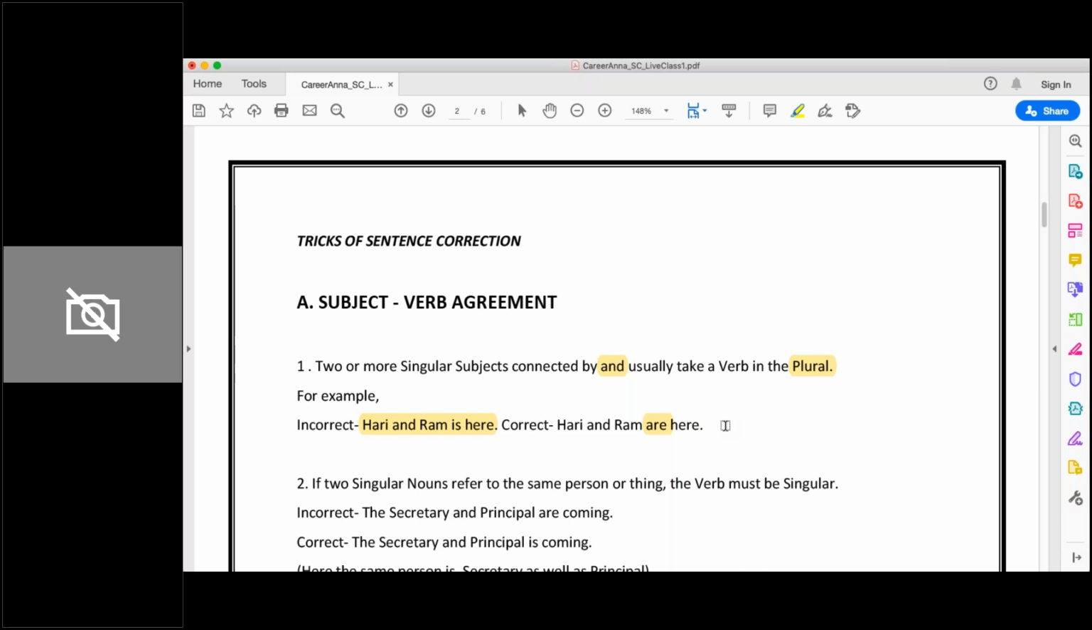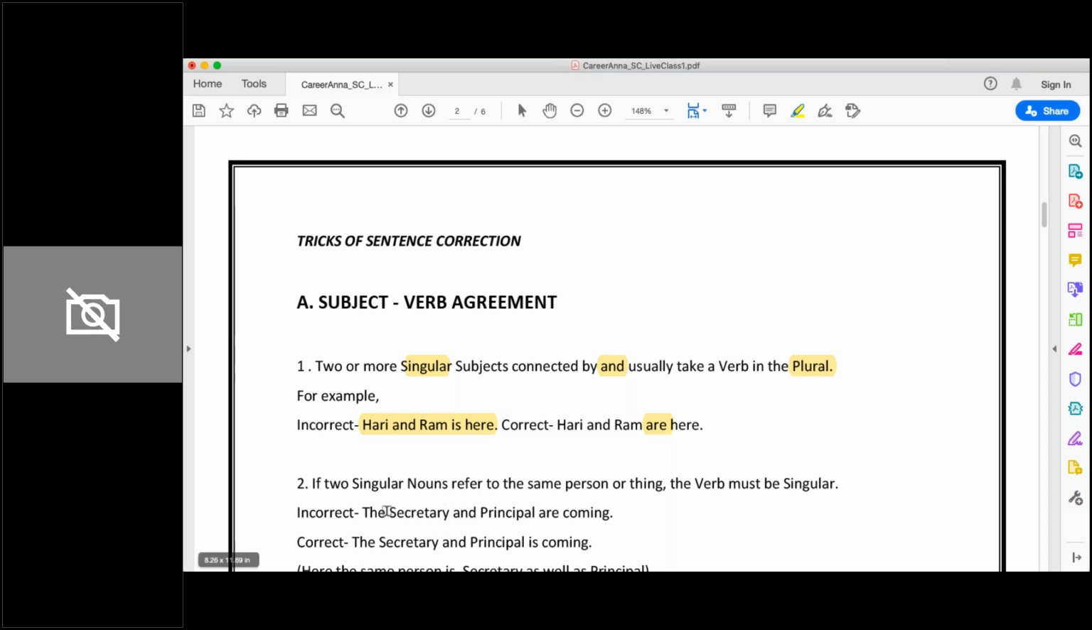Now, taking this ahead, one thing which I need to remember is when my subjects are singular, say two or more connected by the word "and," my subjects are different. My subjects are not the same. This is an important thing which you need to remember. As per rule number 1, my subjects need to be different. They cannot be the same.